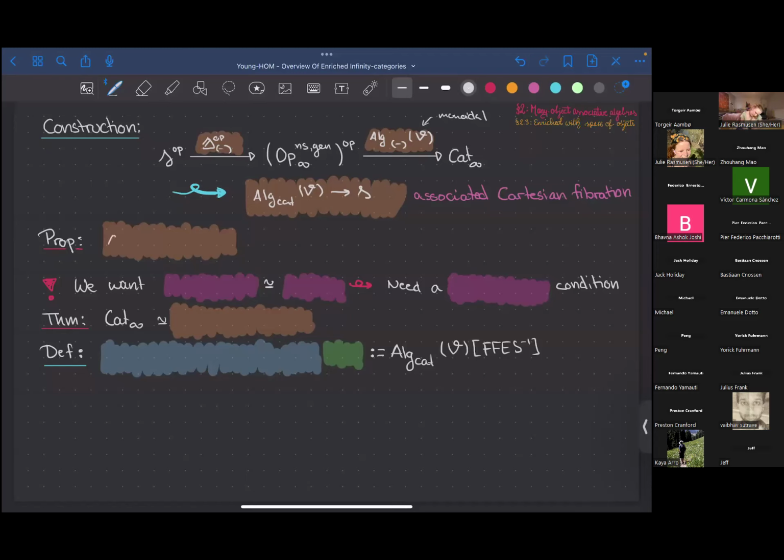And it's a result that if we consider the categorical algebras in spaces, this is equivalent to Segal spaces. But this is where the problem arises. What we want is that if something is enriched in spaces, we would want that to be equivalent to infinity categories. So we need some sort of completeness condition. So we can use that the complete Segal spaces are infinity categories.